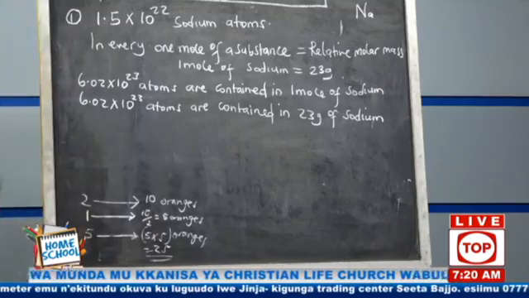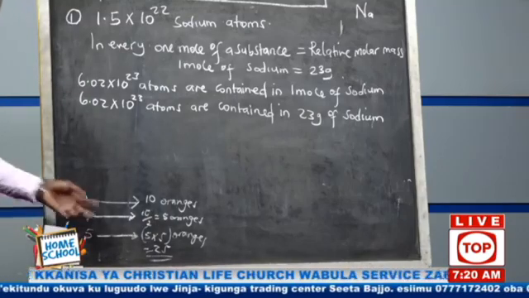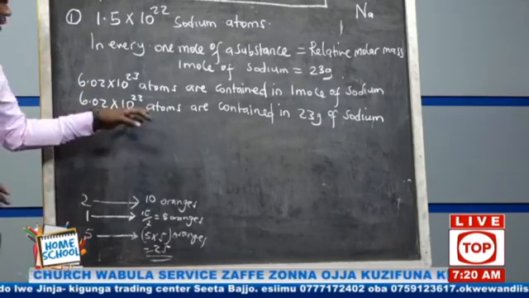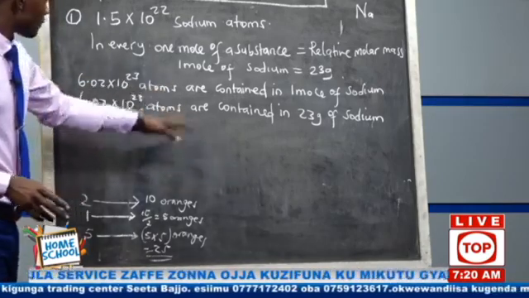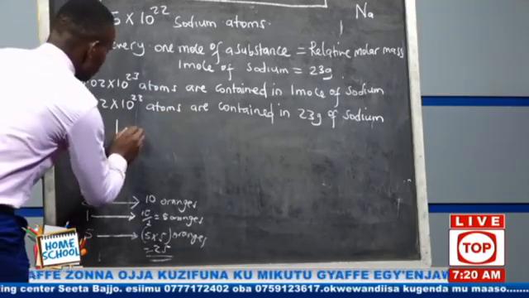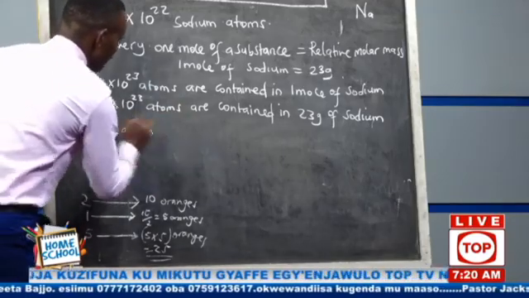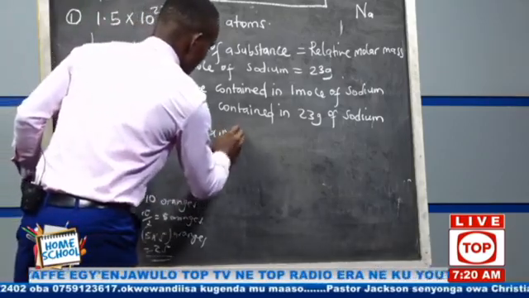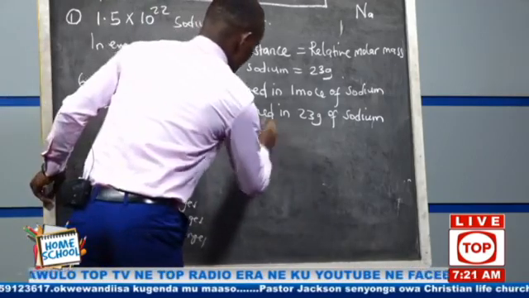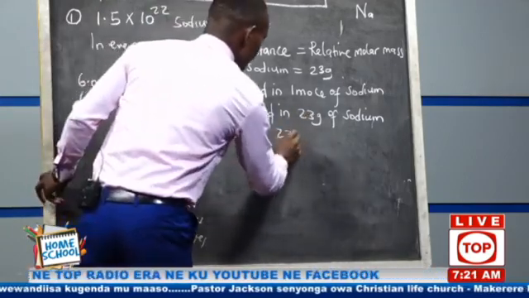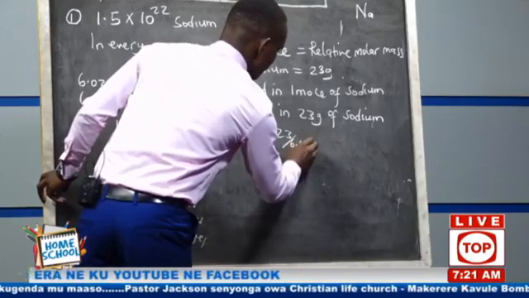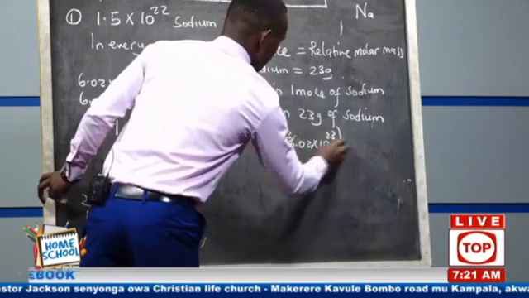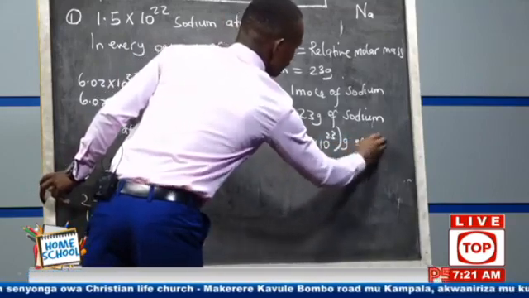Okay? That means for anything that is given, you have to first go back to 1. So that's what is here. If you have 6.02 times 10 power 23 atoms. That means what about in one? Just one atom. One atom is contained in, that means this one will be 23 out of 6.02 times 10 power 23 grams of sodium.